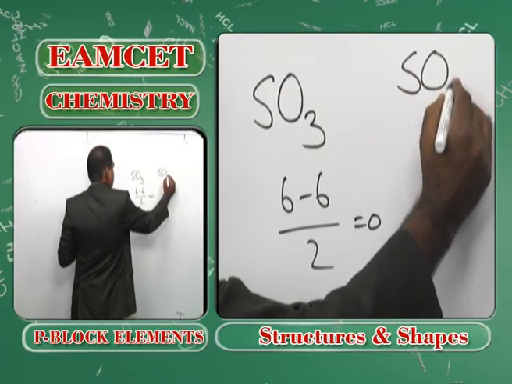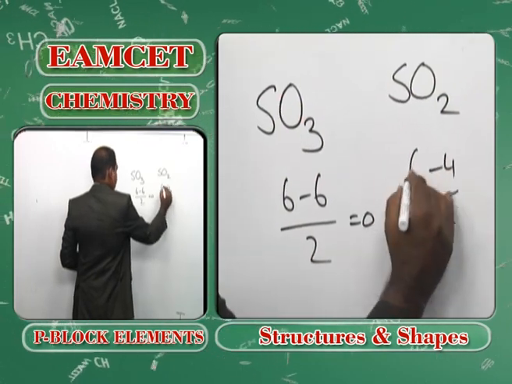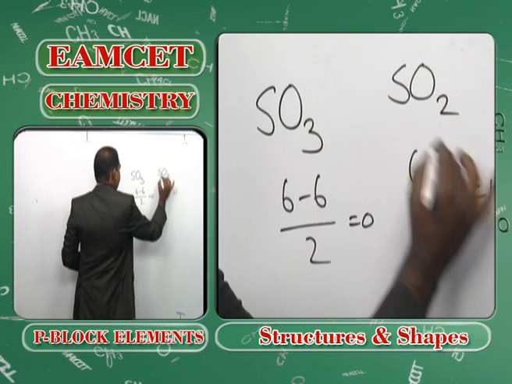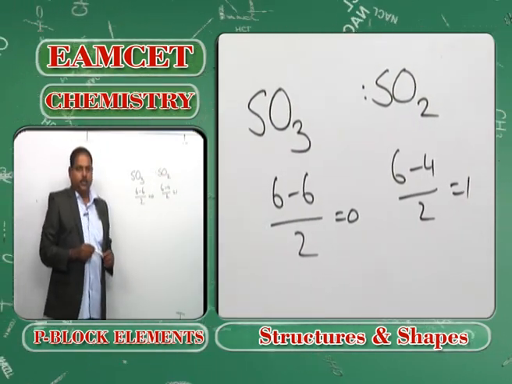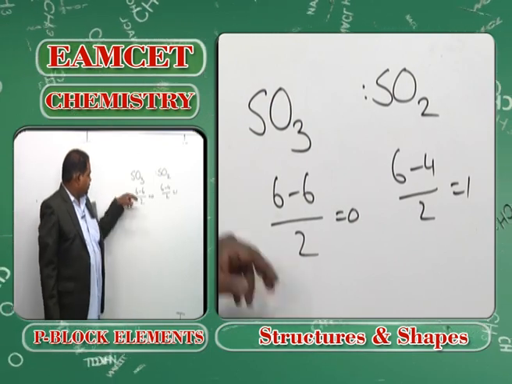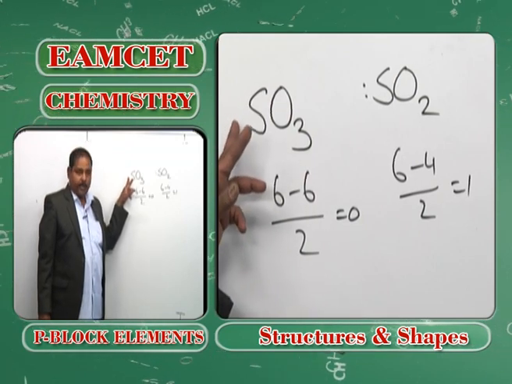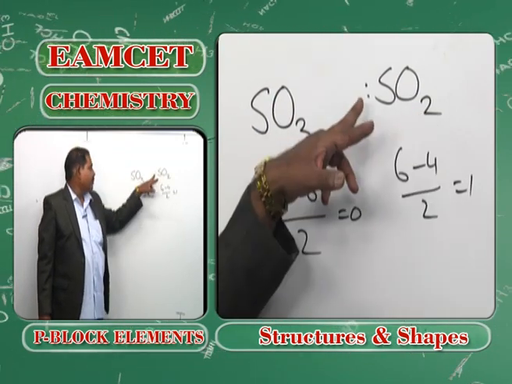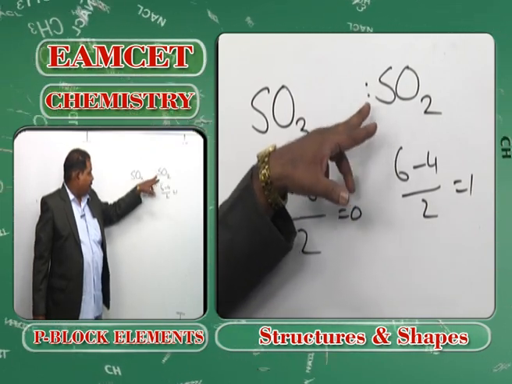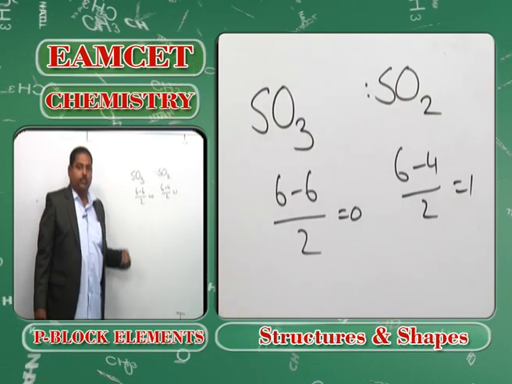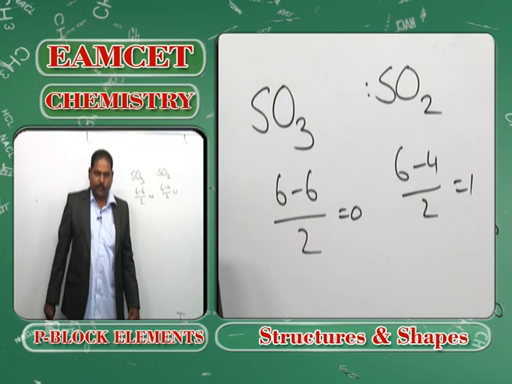SO2, sulfur once again belongs to the 6th group, 6 minus 4 by 2, 1 lone pair. Okay? So, this molecule has 3 bond pairs and no lone pair. This molecule has 2 bond pairs and 1 lone pair. So, when you ought to talk about the shape of SO2, you should say 2 bond pairs, 1 lone pair, which anyone perhaps will understand.